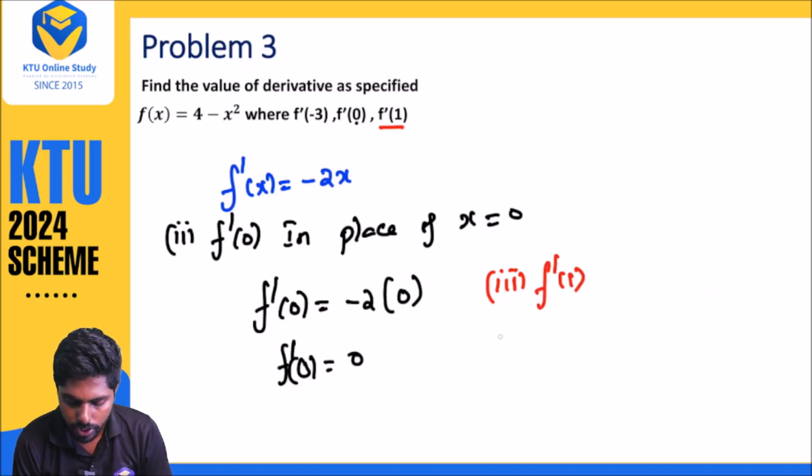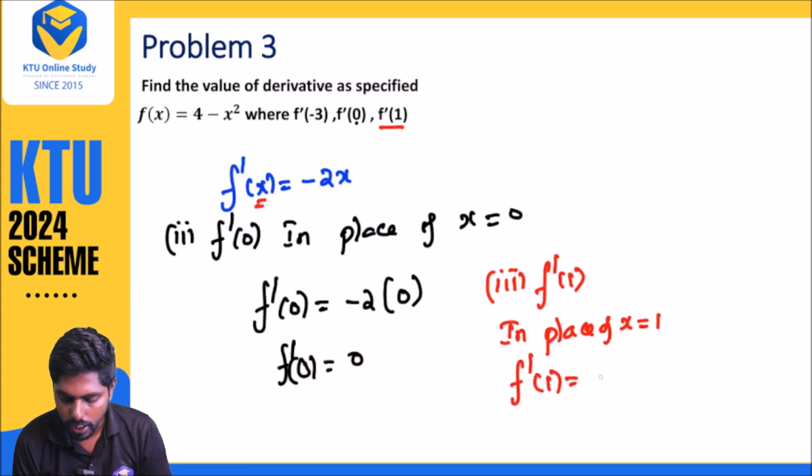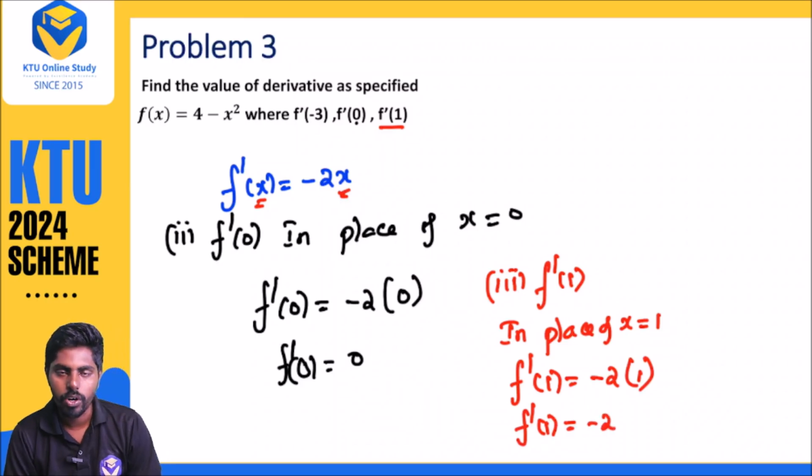That is nothing but, we know the thing. In place of x equal to 1, we want to put 1. So f dash of 1 is equal to minus 2 into, in place of x, I am putting 1. So f dash of 1 is equal to minus 2. So this is the way you want to write the answer.